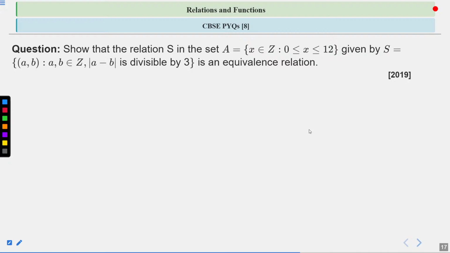The next question is, we have to show that the relation S in the set A, where A = {x in Z : 0 ≤ x ≤ 12}, given by S = {(a, b) : a, b belong to Z, |a - b| is divisible by 3}, is an equivalence relation. This has been asked in 2019. So this is a similar question to the previous one, and we can approach it similarly.